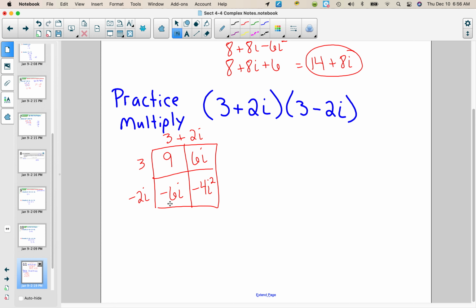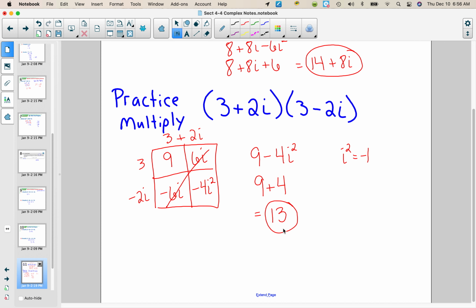Now when we combine like terms, these are going to cancel out because they're opposites. So I get 9 minus 4i squared. But remember, i squared is -1. So when you replace that, that's going to change this sign to a 9 plus 4. So we get 13. Now, notice that I started with complex numbers that had real and imaginary parts, and I ended up with a real number for my answer.